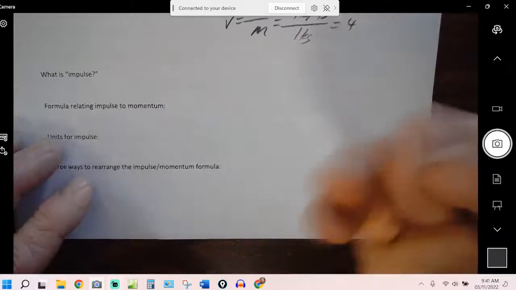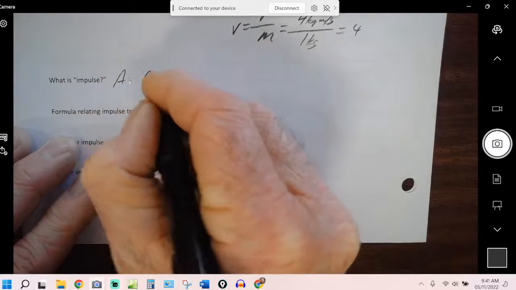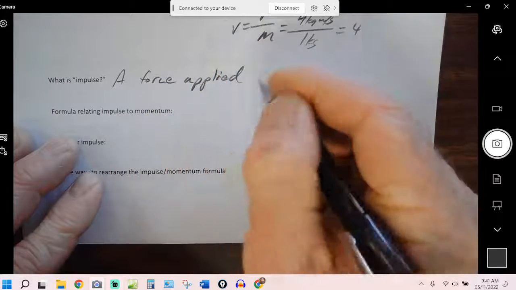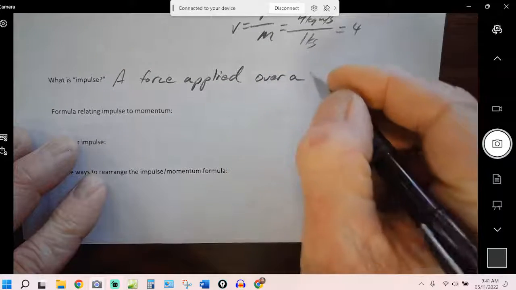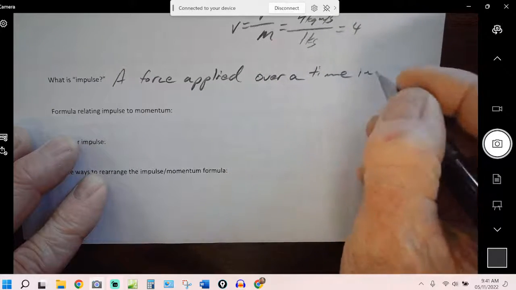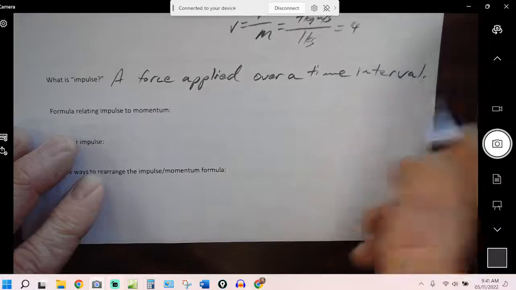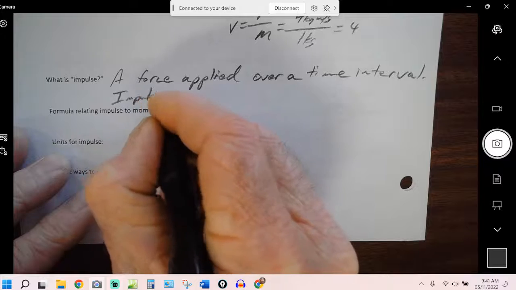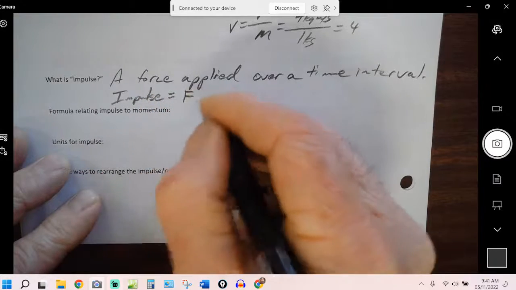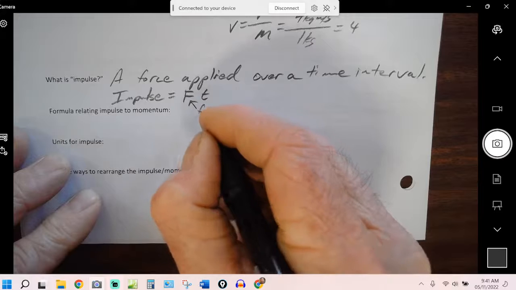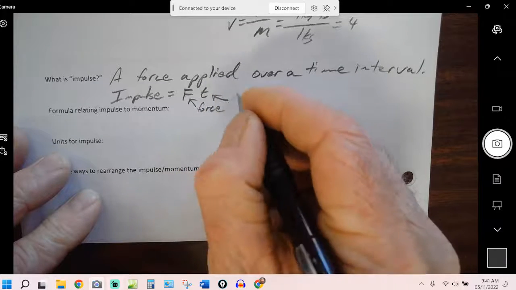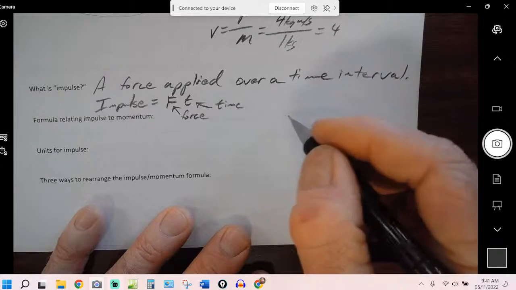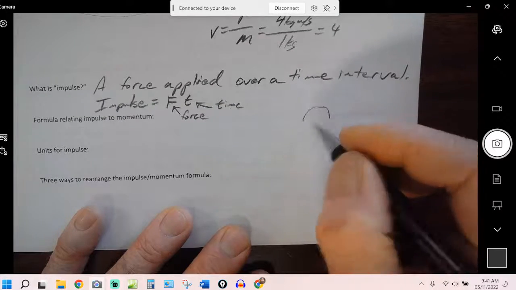So what is impulse? Impulse is a force applied over a time interval. So technically, impulse, if you want to calculate it, you just multiply a force times the time. Force, time. All of this, you don't need to draw the picture. I'm just drawing the picture because I like to draw pictures.